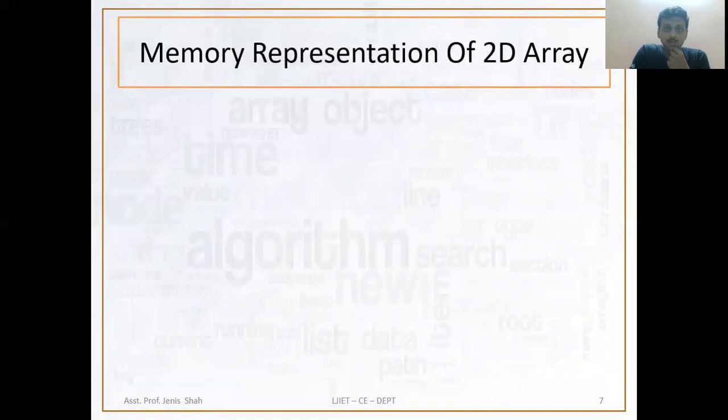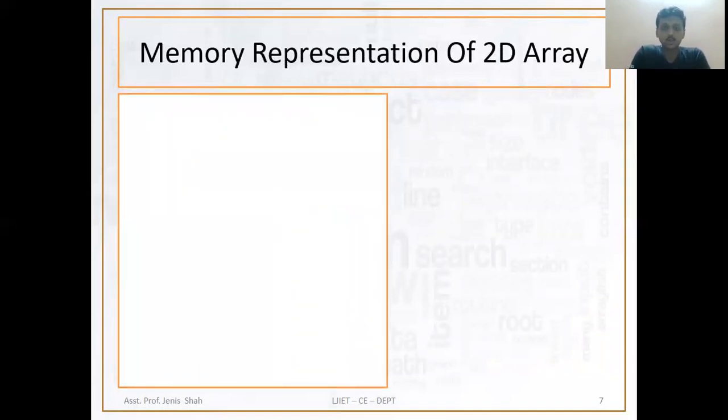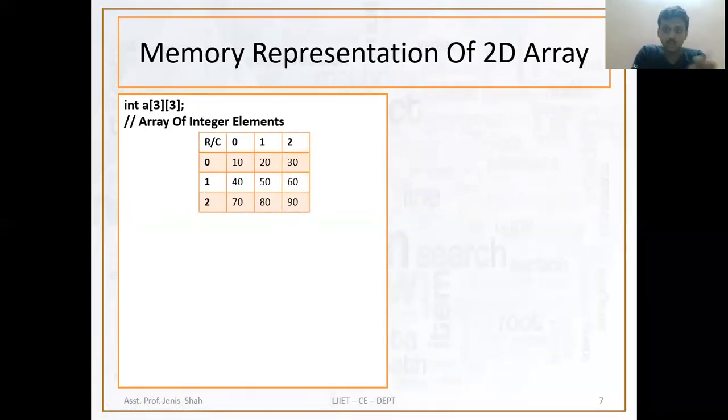The next topic is the representation of a 2D array. How can a 2D array be defined: data type, array name, row size, column size. Okay, that means int a[3][3], 3 rows, 3 columns. See, here is the representation of the 2D array. Row indexes, column indexes. Element 0 0 is 10, 0 1 is 20, 0 2 is 30. Okay, 1 0 is 40, 1 1 is 50, 1 2 is 60.